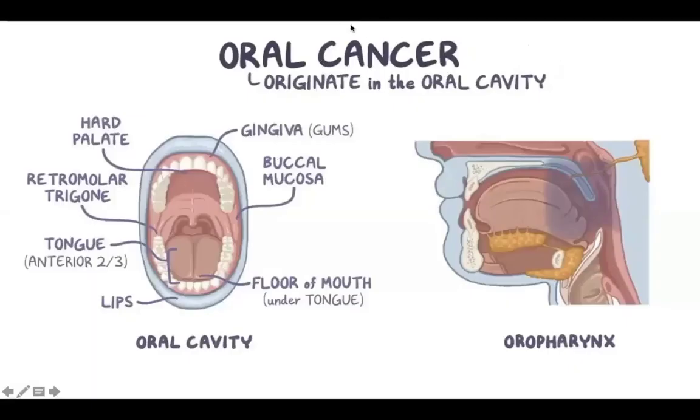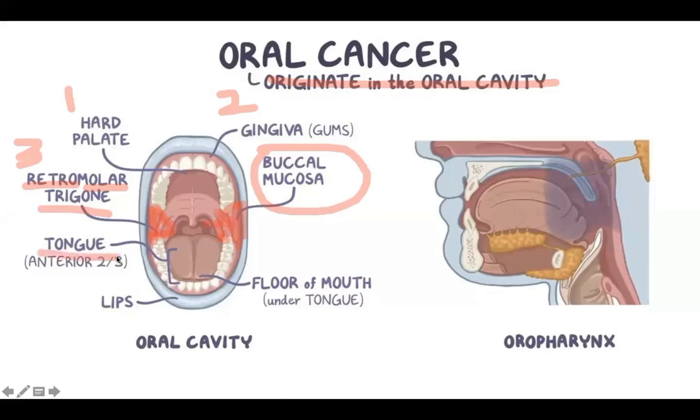Okay, so here is a diagram. Oral cancer can originate at number one, hard palate, gingiva or gums, and then the retromolar trigone. Behind the molars, there's a triangular anatomical area with three boundaries, behind the third molar, known as the retromolar trigone. And then there is the buccal mucosa, the mucous membrane inside over the buccinator muscle.